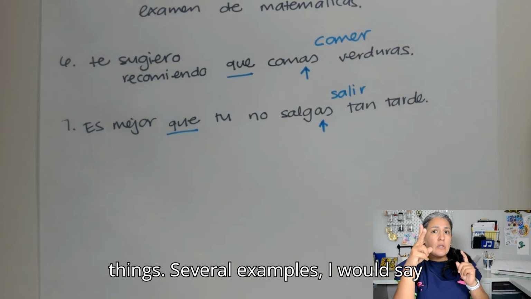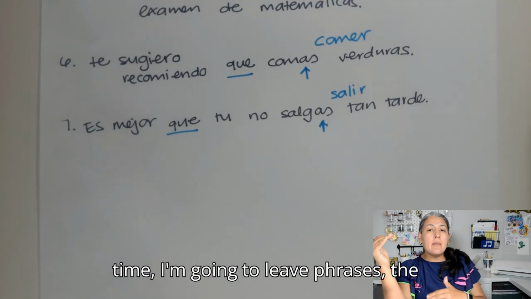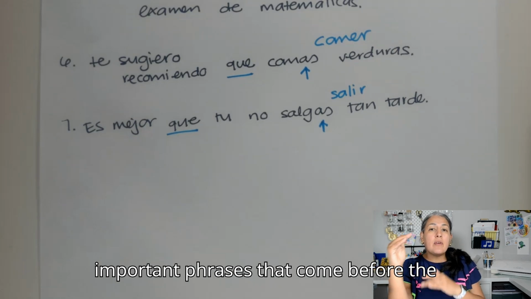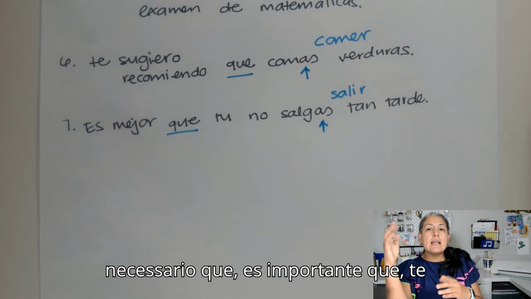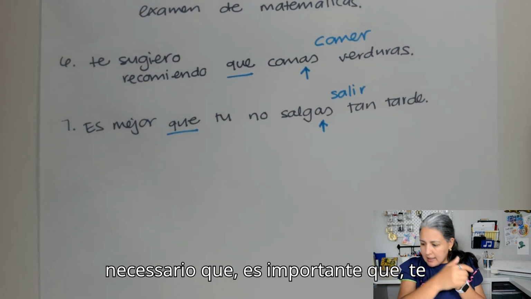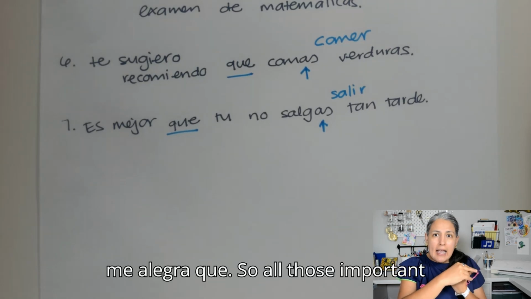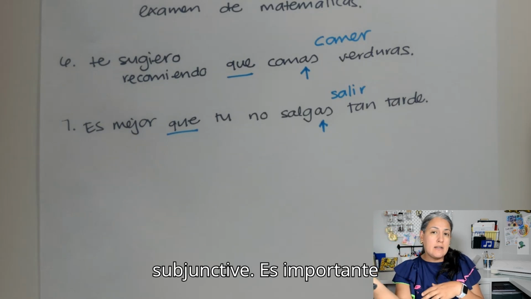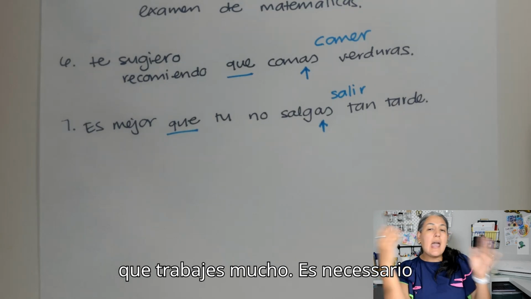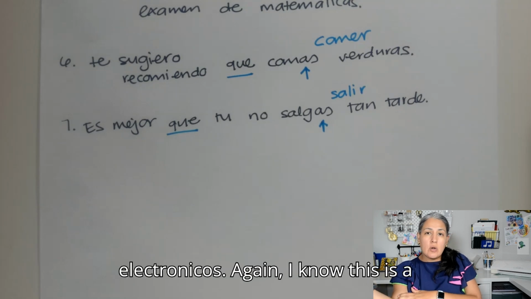So I'm going to leave two things. Several examples, I would say like 10, so you can do. And at the same time, I'm going to leave the important phrases that come before the word que. So, es necesario que, es importante que, te sugiero que, ojalá que, me alegra que. So, all those important phrases are the way to form a subjunctive. Es importante que trabajes mucho. Es necesario que manden los correos electrónicos.